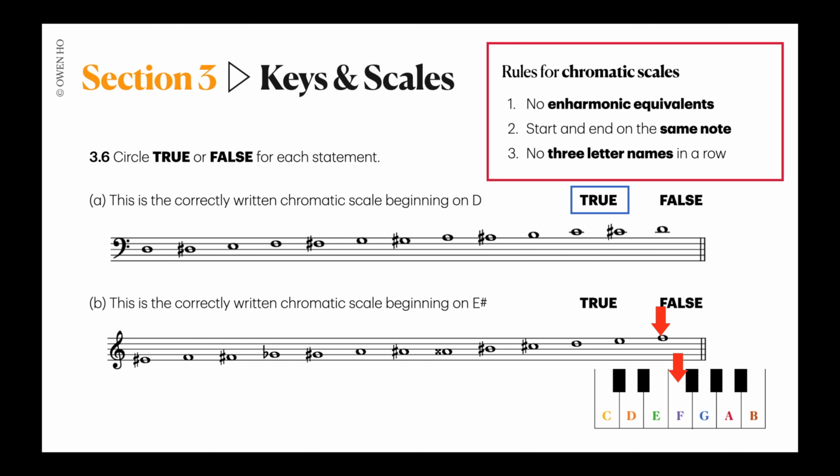Now looking at the very last note, the F, and comparing it to the very first note, the E sharp, although they lie at the same position on the keyboard, the F key, the fact that they are enharmonic equivalents makes it a mistake again. Remember also we have rule number 2. A chromatic scale should start and end on the same note. In this case, it started on an E sharp and ended on an F, so that violates rule number 2 as well. And so the answer to this question is definitely false.